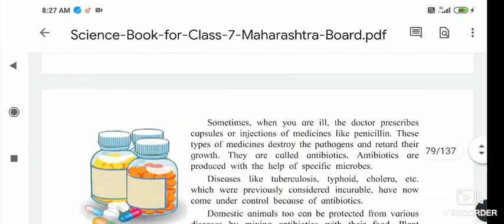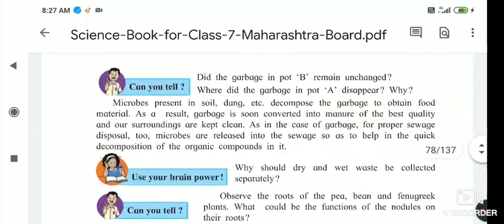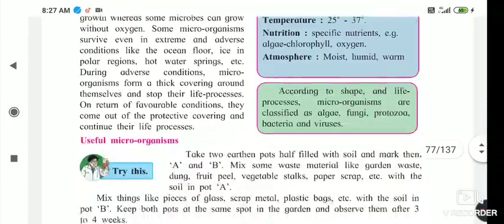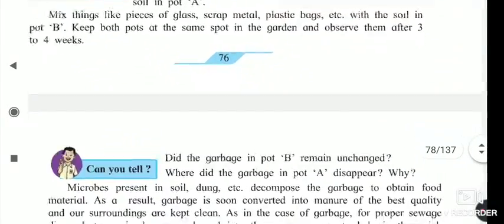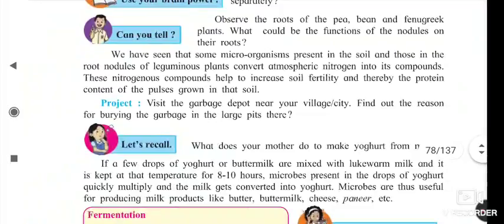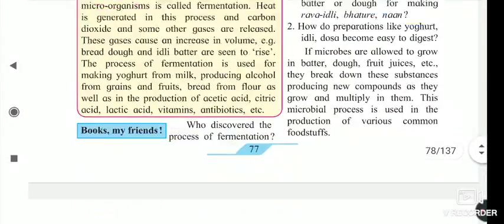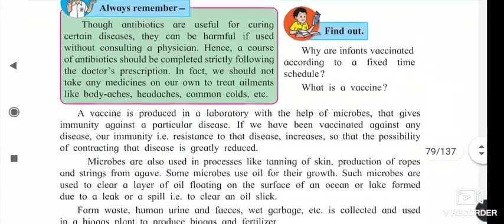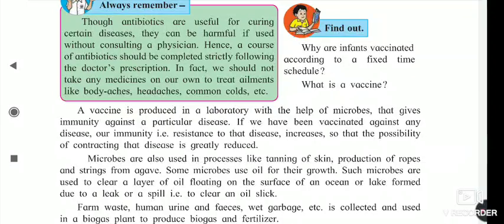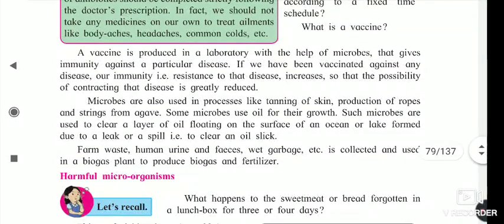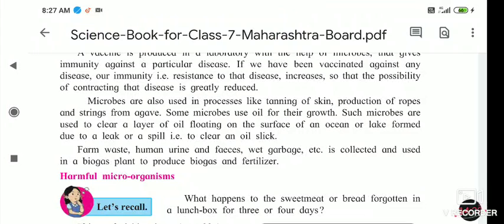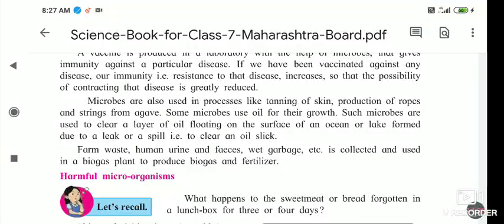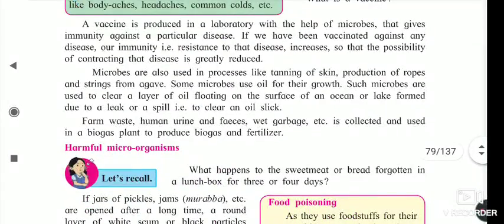So today, and in the last lecture also, we saw useful microorganisms and how they help us in the process of fermentation and in preparing medicines for diseases like typhoid and TB, that is, antibiotics production. After that, the production of biogas also uses microorganisms. This is about the useful microorganisms.